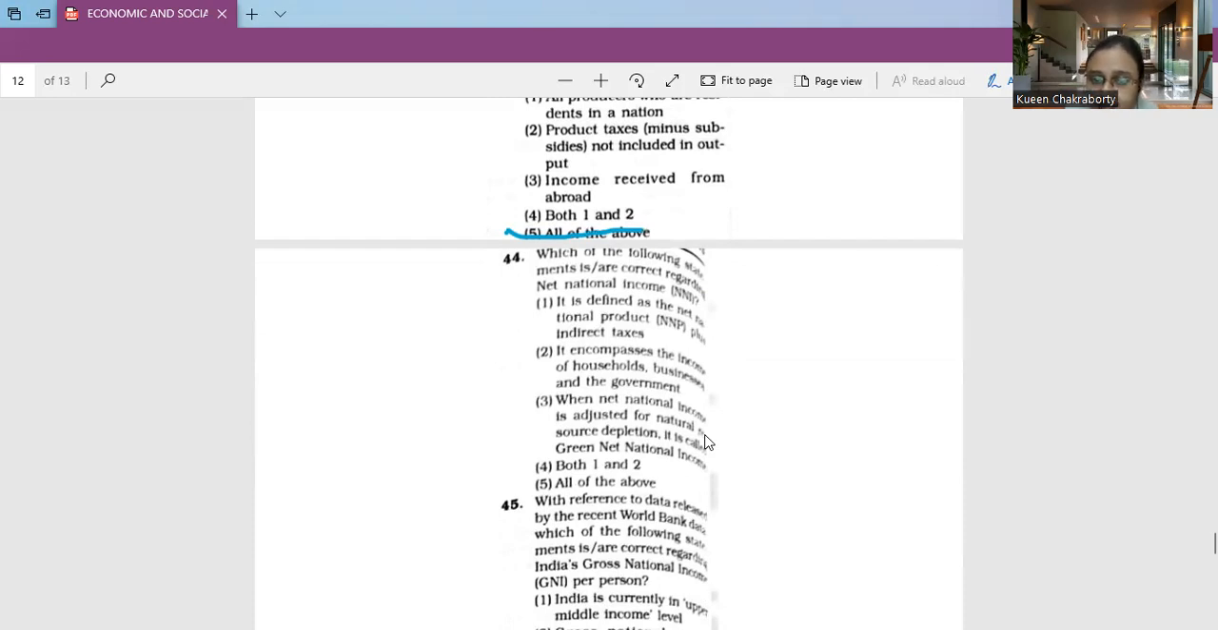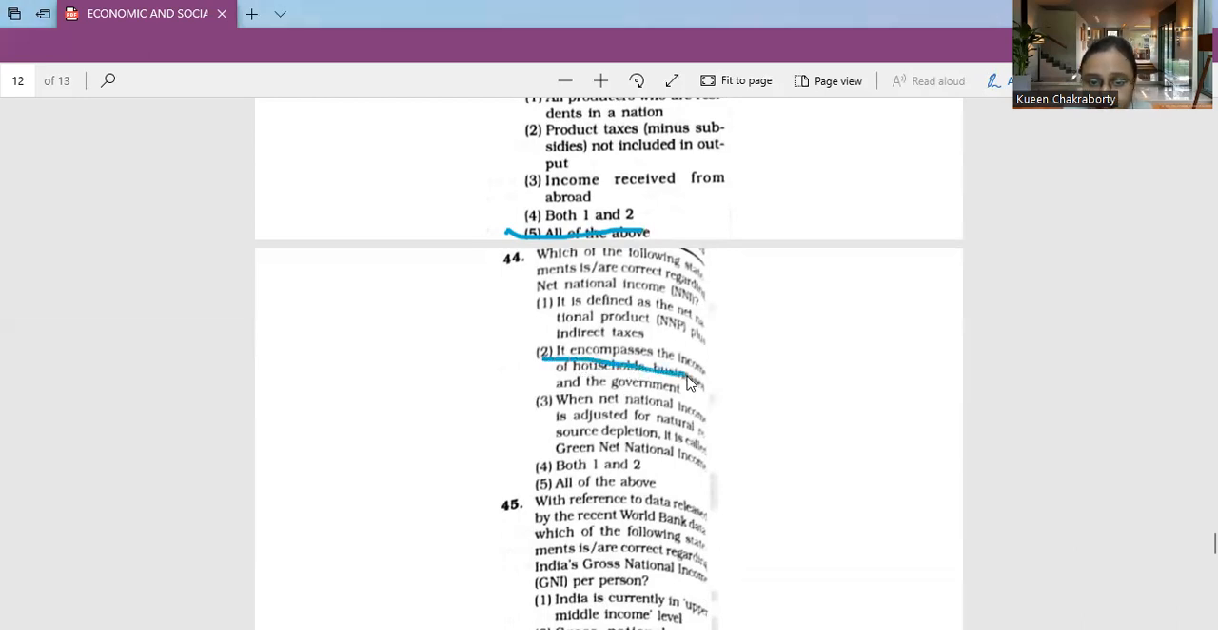It encompasses the income of household, business, and the government. When net national income is adjusted for natural resource depletion, it is called green net national income. Both 1 and 2, and all of the above. I will say number 2 is the correct answer. It encompasses the income of household, business, and the government.